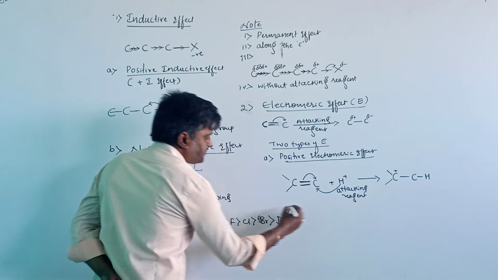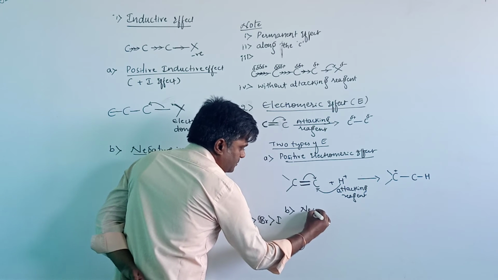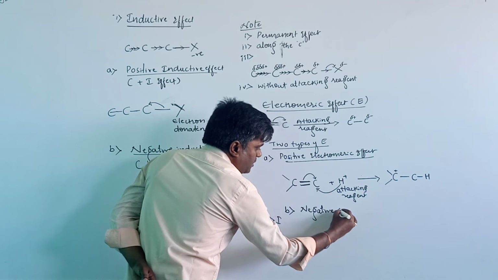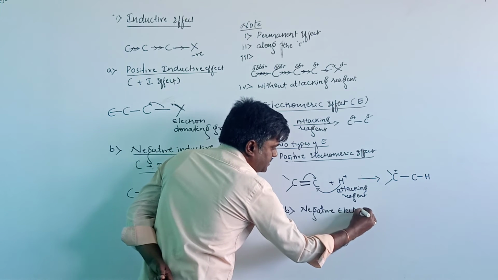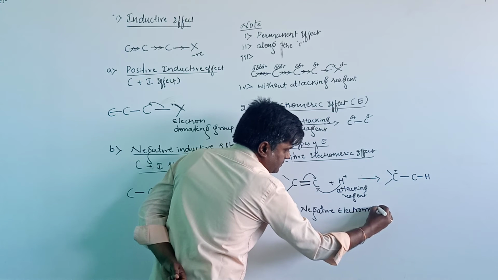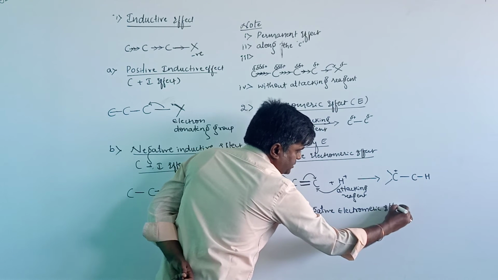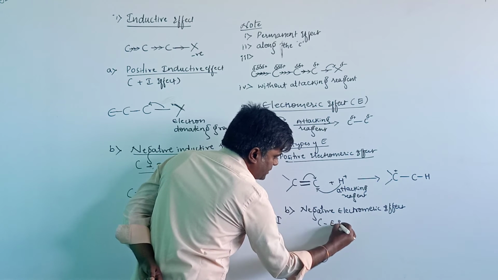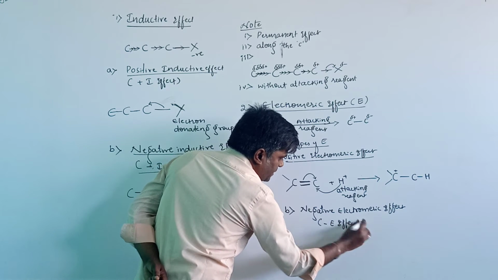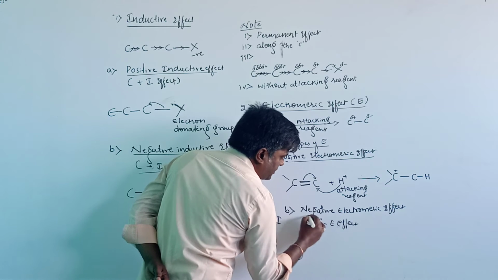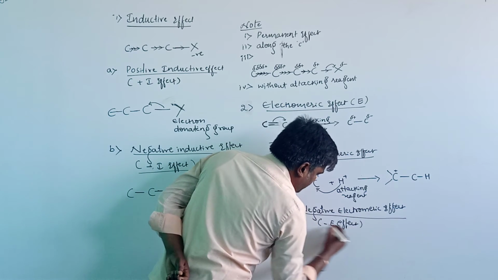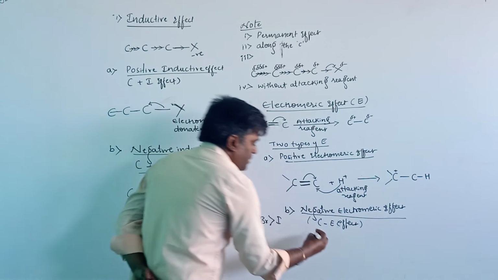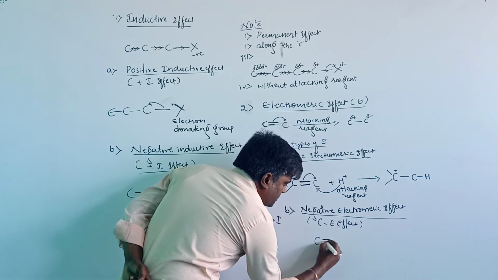The second one, negative electromagnetic effect, or simply we can call it the minus E effect. Let us see what is the minus E effect here. Consider a multiple bonded species.